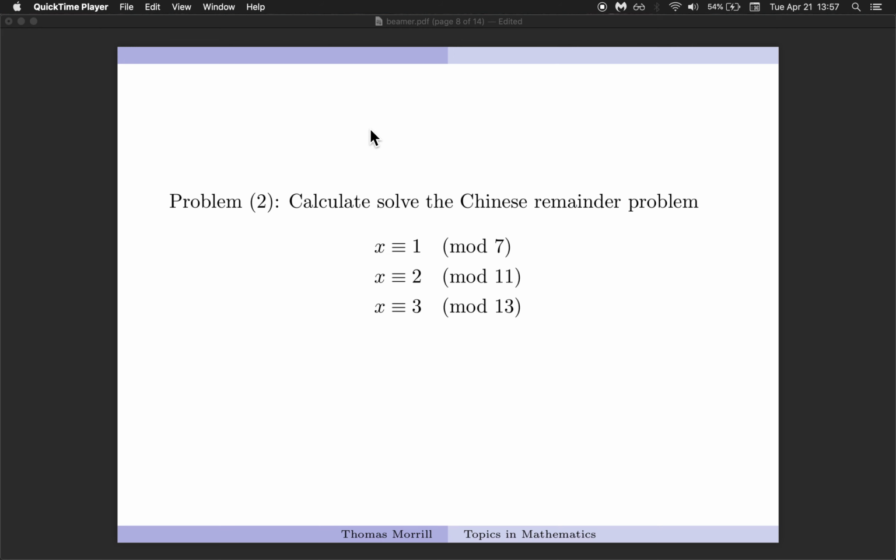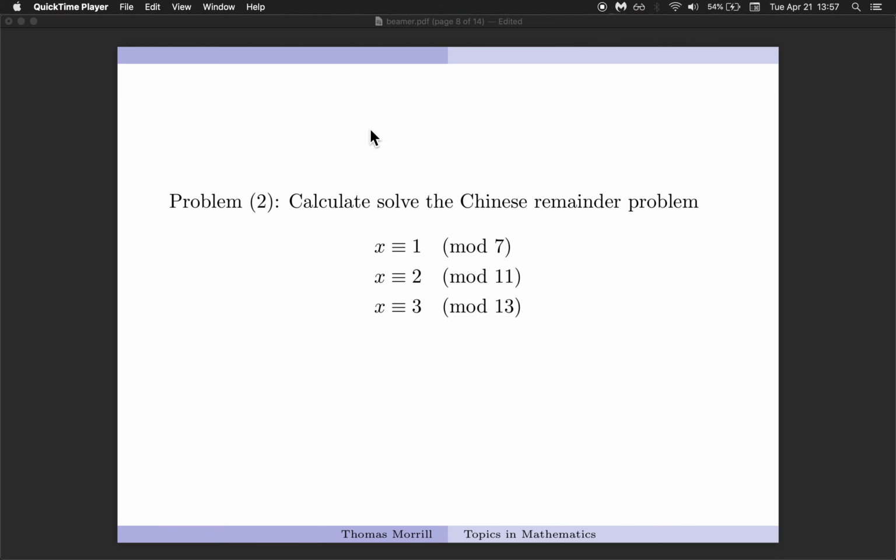Welcome back. We're now looking at problem 2 from the sample test questions. This one's a bit of a step up from just calculating the Euclidean algorithm. We have a Chinese remainder problem with 3 congruences.